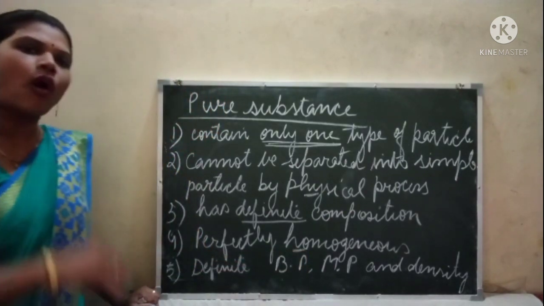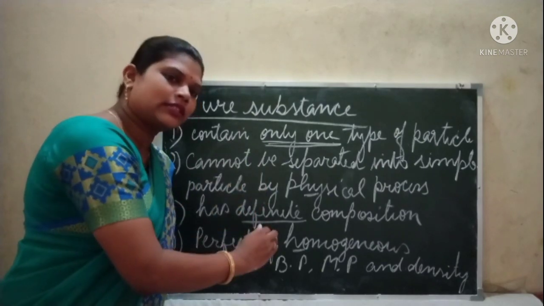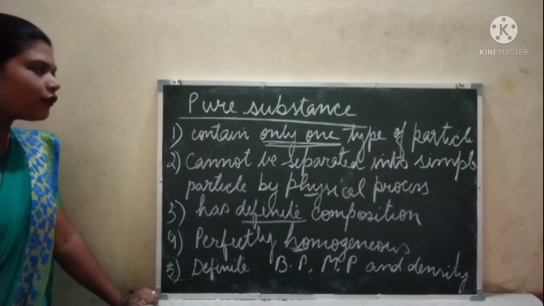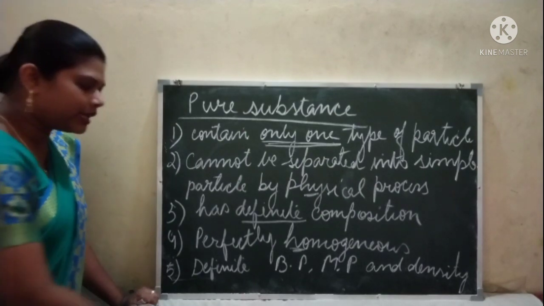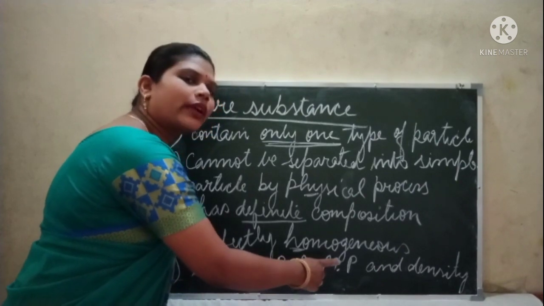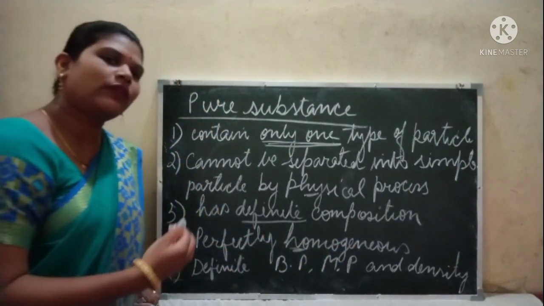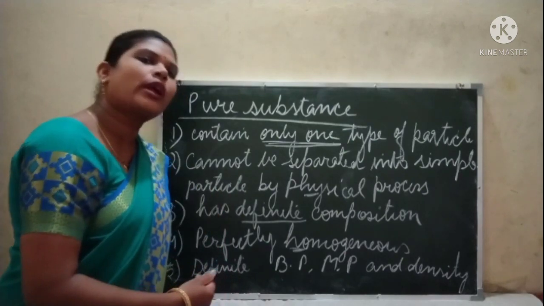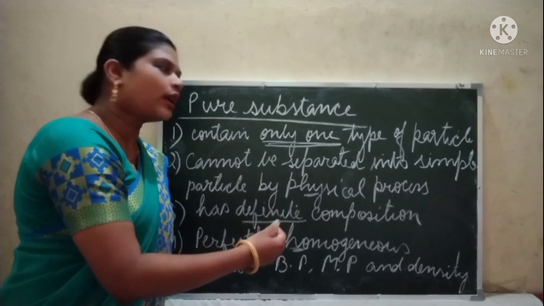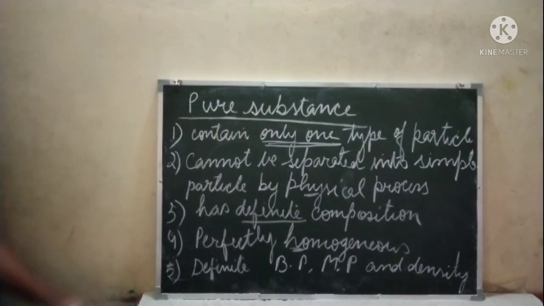Okay, so all through the substance it will be the same. It is perfectly homogeneous. Next feature of a pure substance is it has definite boiling point, melting point and density. It will not get changed. It will have the same melting point or boiling point or density throughout. Okay, so that is the property of pure substance.